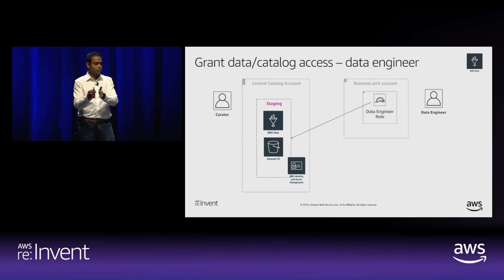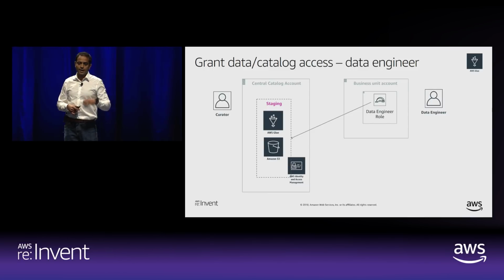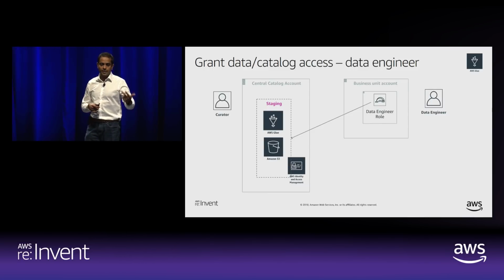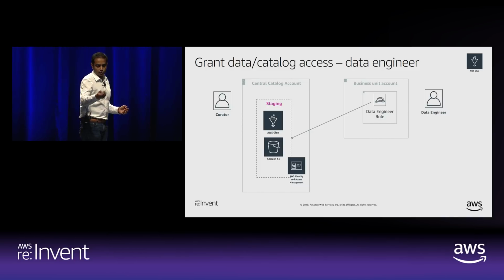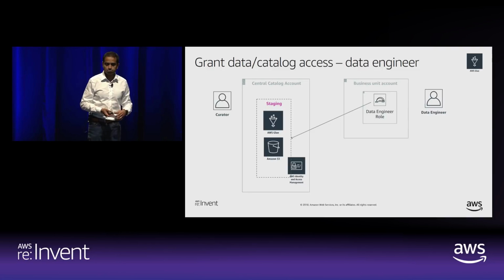And the way you would do that is to enable a cross-account trust between the two, and then use the resource-based policies at a Glue catalog level and S3 to enable that access. So once that is set up, Curator has full access to actually do that as a staging environment.